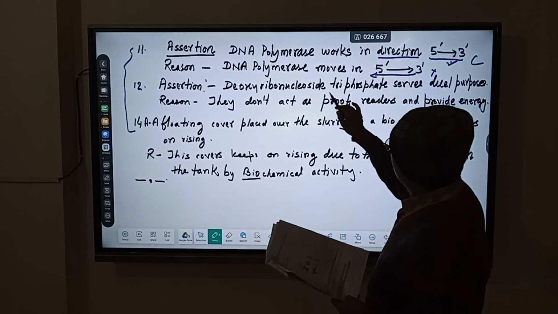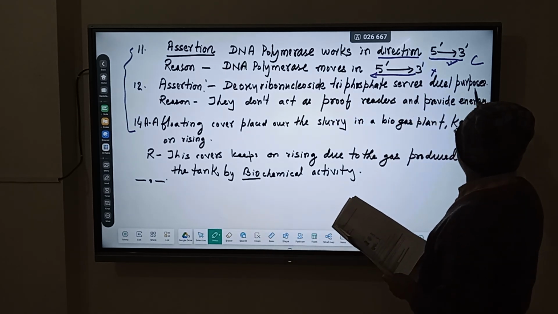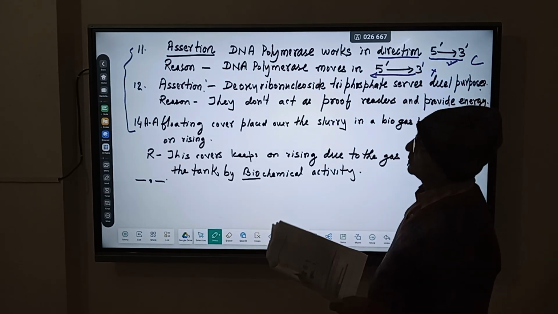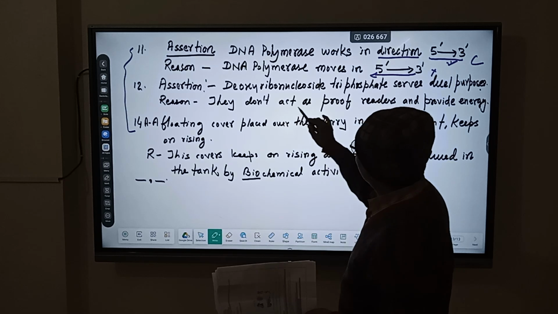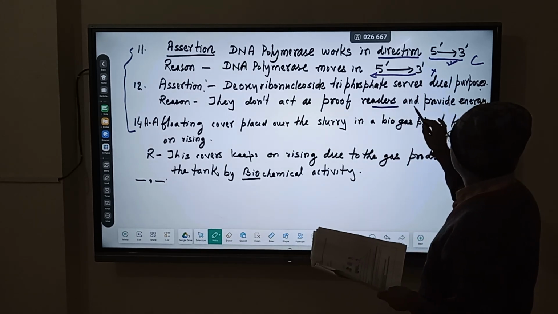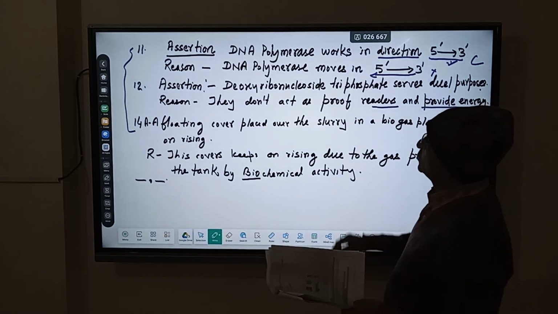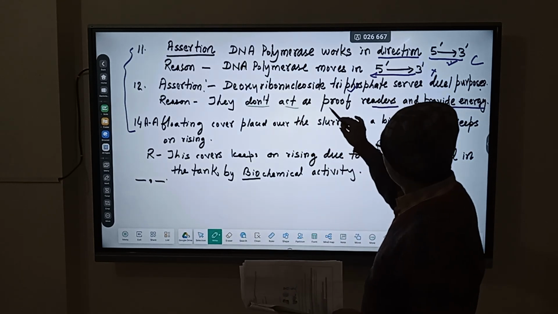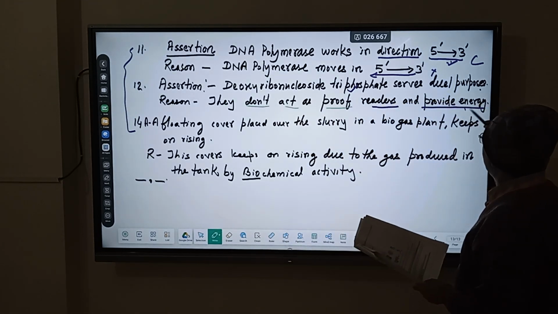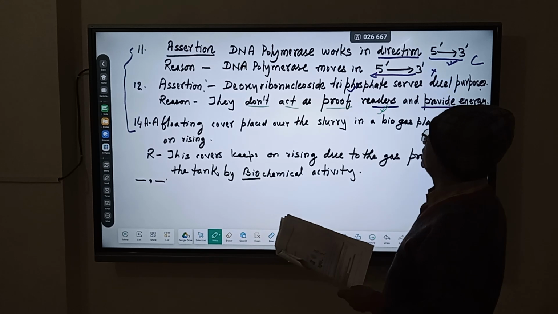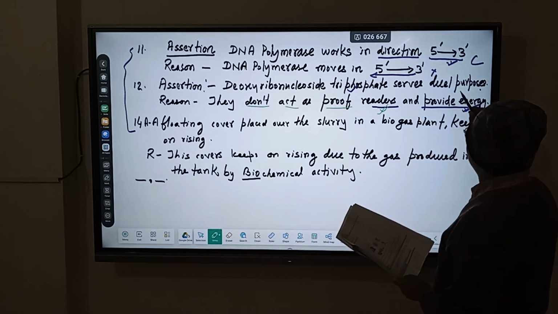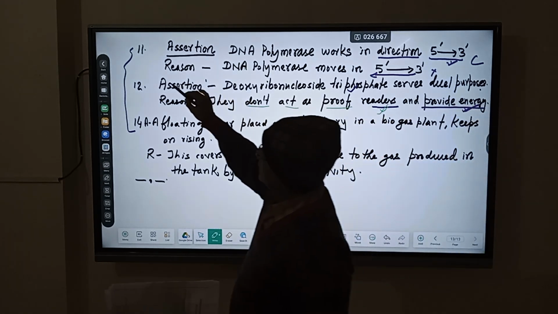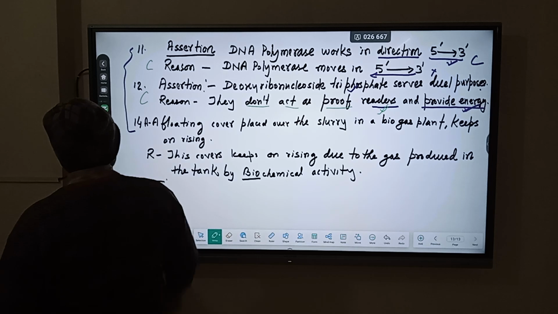Now, deoxyribonucleoside triphosphates serve a dual purpose. So they do not act as a proofreader and provide energy. No. So this one is again true, but the reason is false, they act as a proofreader as well as provide energy, serving a dual function. So again your answer will be C here also.